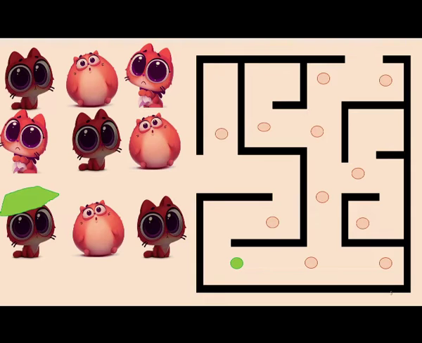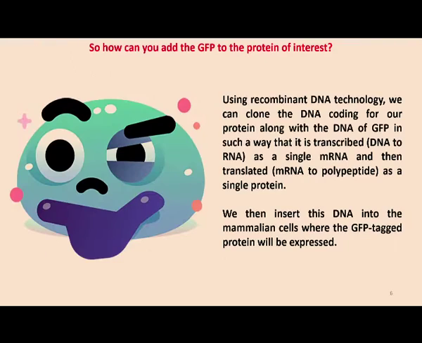But if you are able to put a tag on one of these proteins, and if you are able to make that protein fluoresce, that is, it is able to emit a certain wavelength of light, and therefore you can see that protein, that light, then you can track that protein in the cell, right? So then how do you add this GFP to a protein, and how does this GFP function?